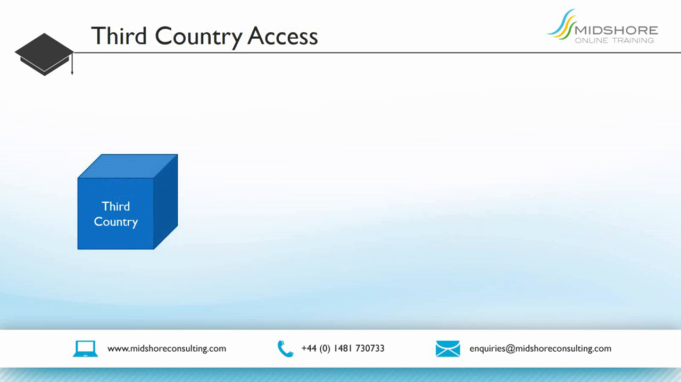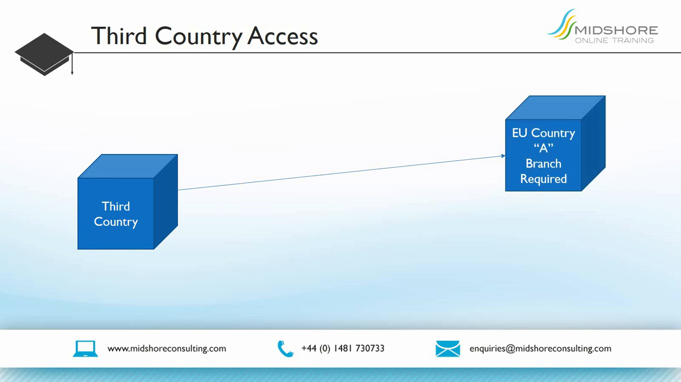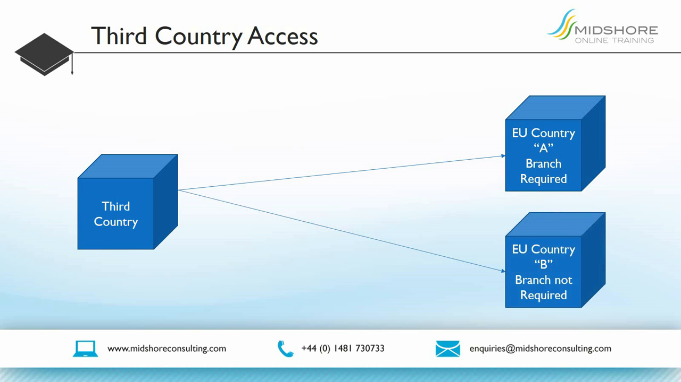The other important change in MiFID II and MiFIR is the third country access route. Looking at MiFID II specifically, there may be a requirement when accessing certain jurisdictions from a third country to set up a branch. However, other jurisdictions within the European Union, including the United Kingdom, may not require a branch. This can be set by the regulator or government at a national level.